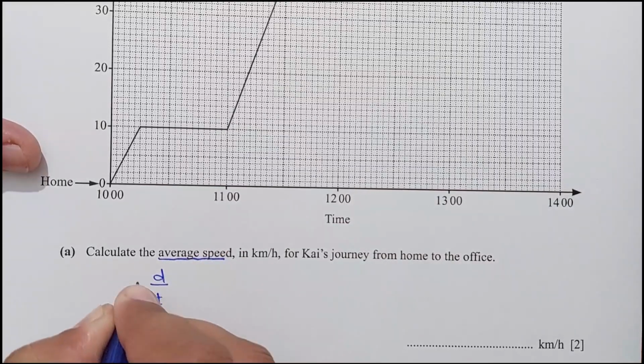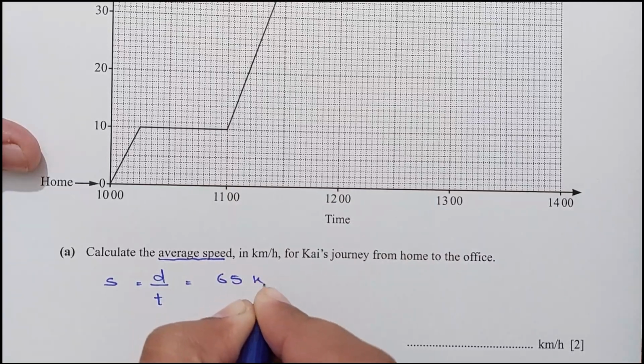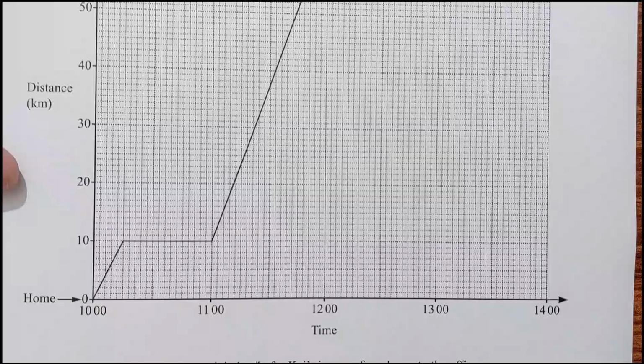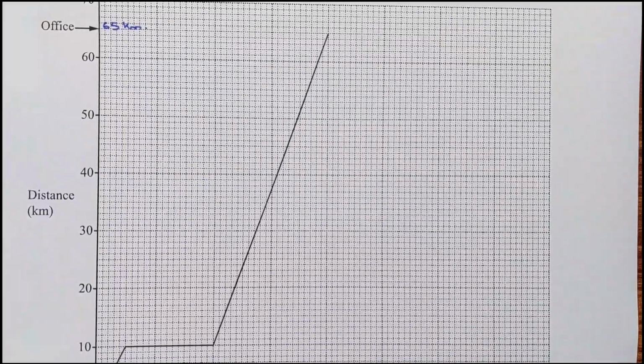Distance over time is average speed, which is 65 kilometers over the time. Now we have to find the time in terms of hours. Okay, the time is at what time?